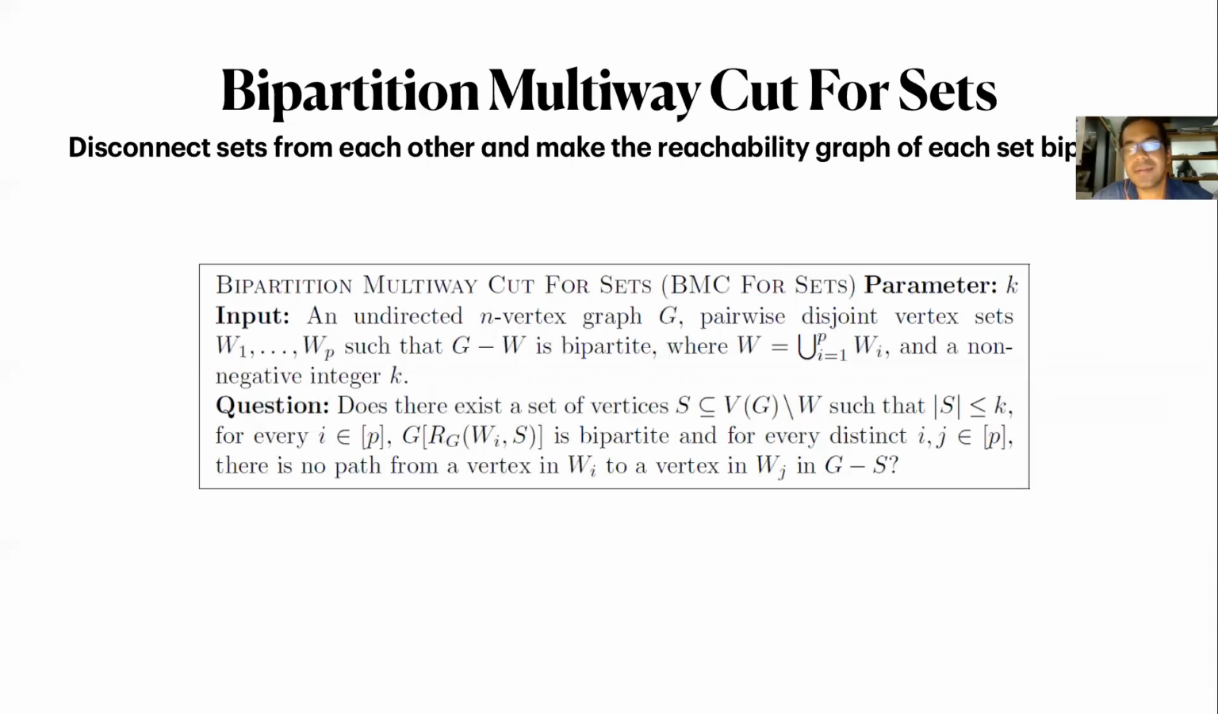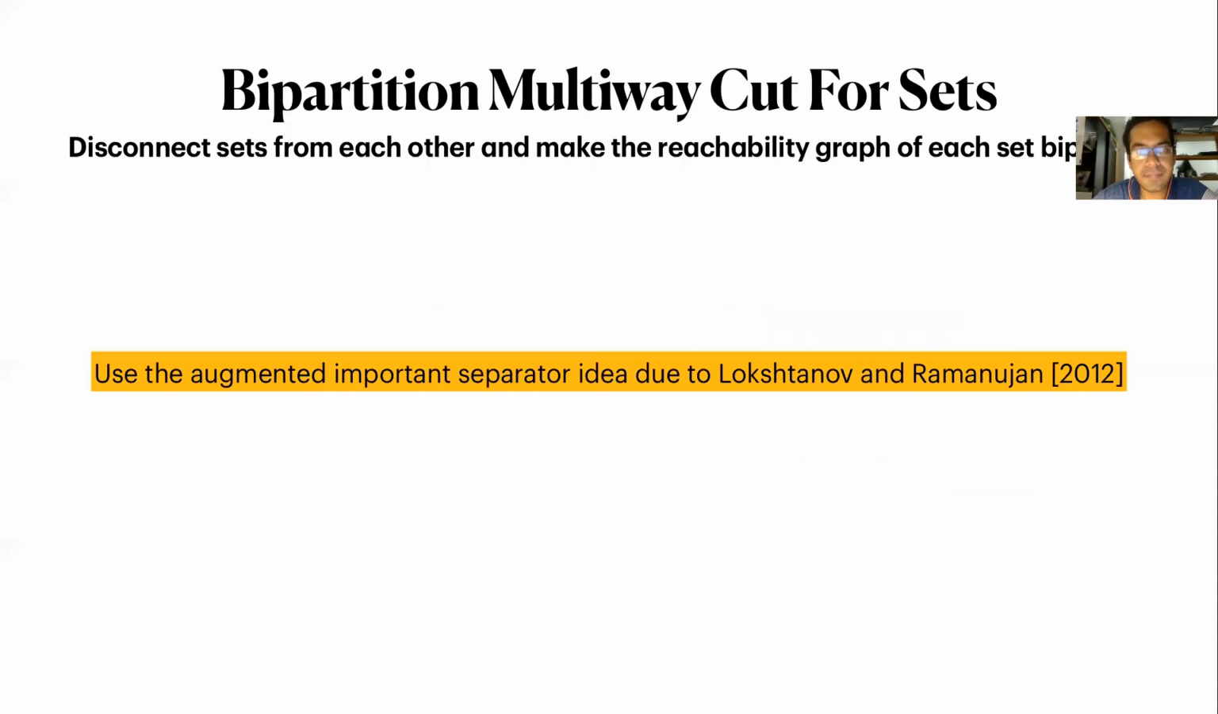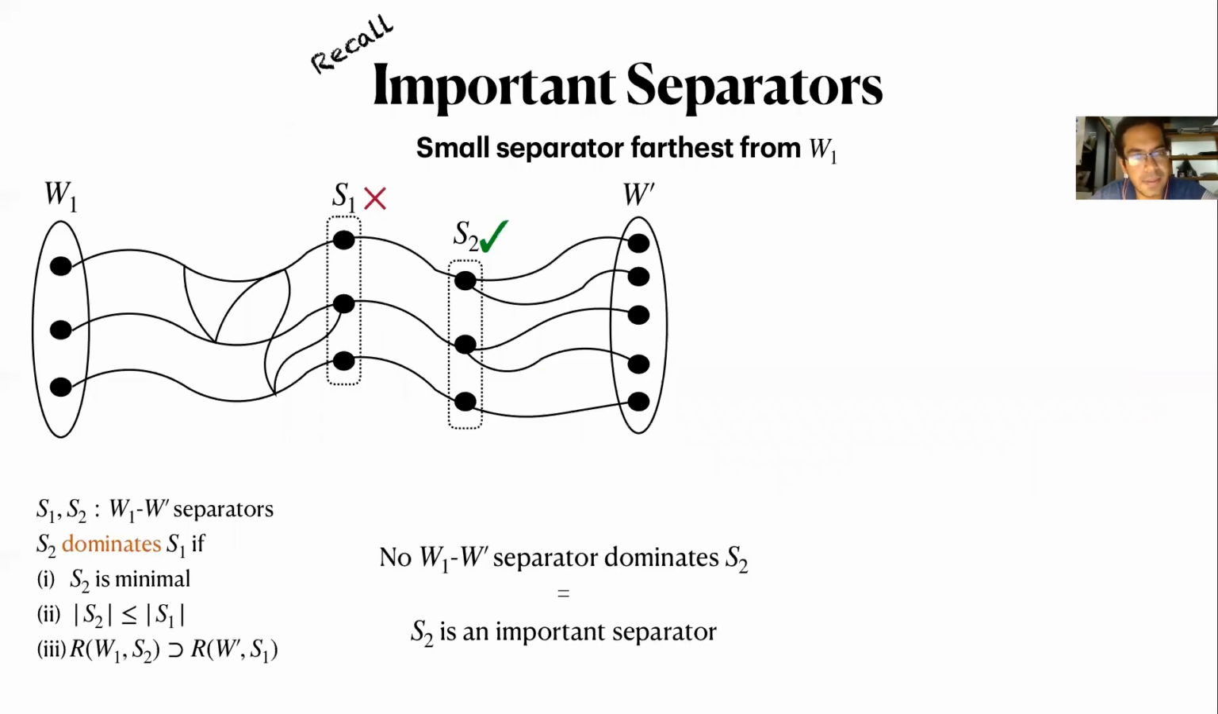Now, since we had a small detour for multiway cut for sets, we look at bipartition multiway cut for sets. It is the same problem as multiway cut for sets, with the additional property that the reachability graph of each terminal set is bipartite. So we use a generalization of important separators, which we call augmented important separators. This idea was first coined in the paper of Lokshtanov and Ramanujan in 2012, ICALP.